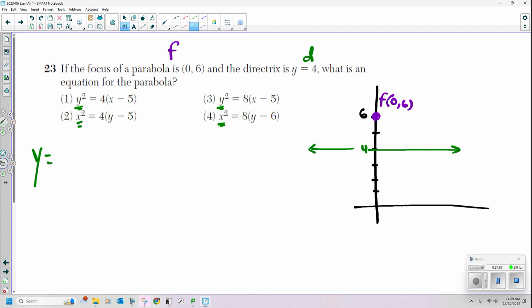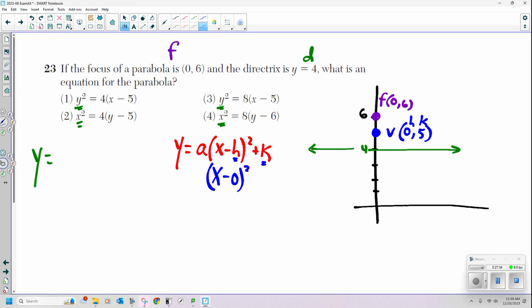In order to come up with the equation of a parabola, which is not on your reference sheet, this is the vertex form of a parabola. My vertex is my h and k value. My vertex is always exactly in between the focus and the directrix. So that's at the point 0, 5. So my h is 0 and my k is 5. So it's x minus 0 squared plus my k value, which is 5.